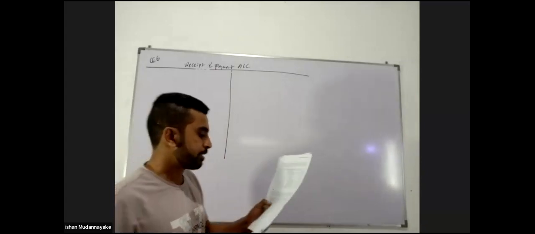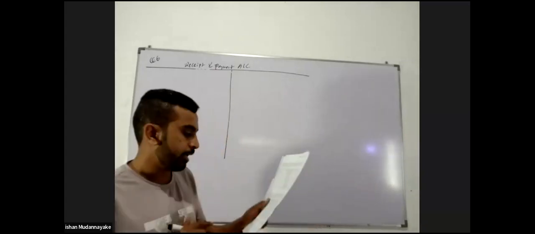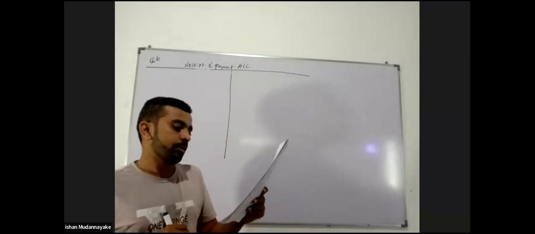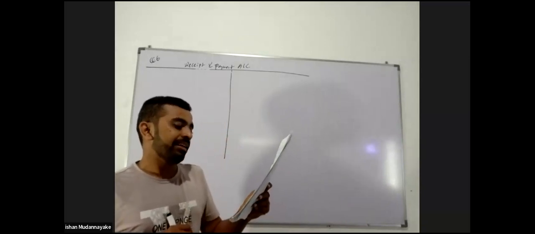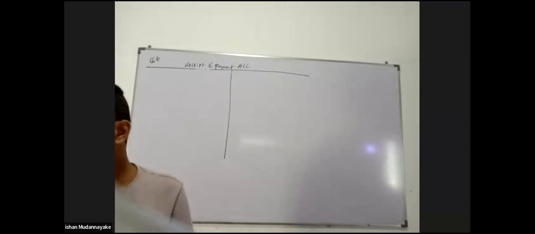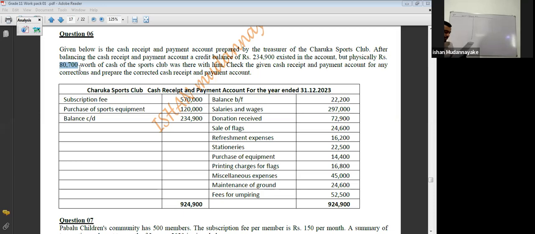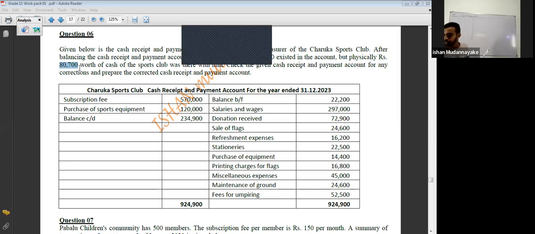Look at question number six. We can't spend much time here. The incorrect cash balance is 234,900, but as per the physical cash count, the physical cash balance is 80,700.